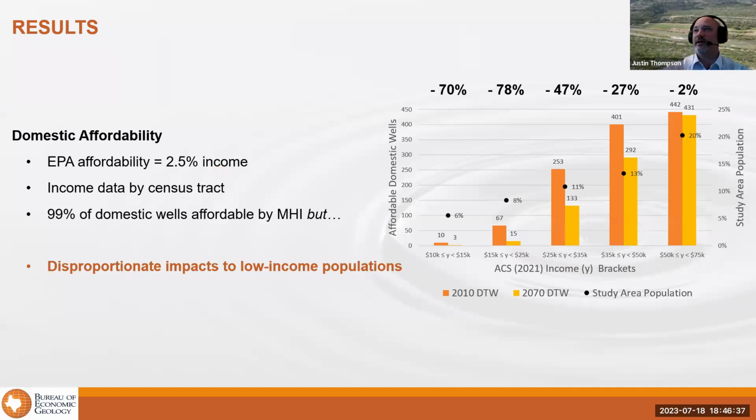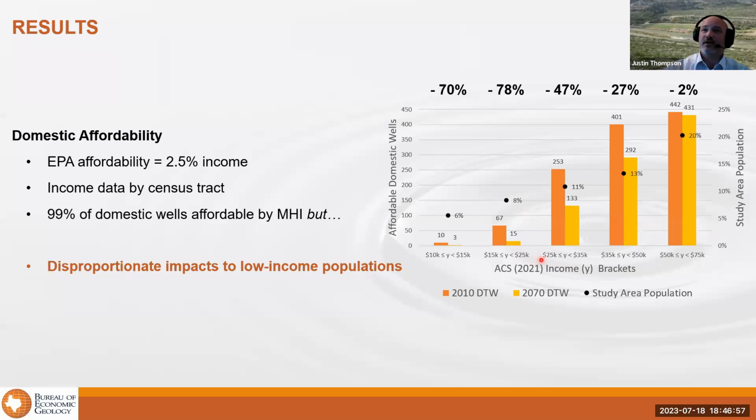So for example, what I mean by that is if you're making at least $50,000 a year, the number of wells that were affordable to you at the initial 2010 depth to water was 442. At 2070 depth to water under the DFC, it's 431, right? So the number of wells affordable to this income bracket has only declined by 2%.